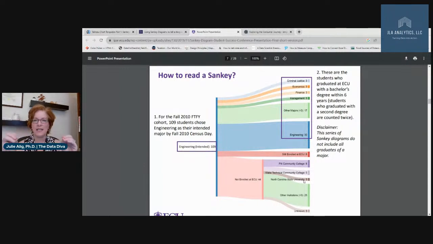And so what percentage of engineers graduated as engineers? These incoming students who said they were going to be engineers actually ended up going to Pitt Community College and graduating. And so it's a nice way of showing movement and showing amounts without having to do a table of percentages or something like that.